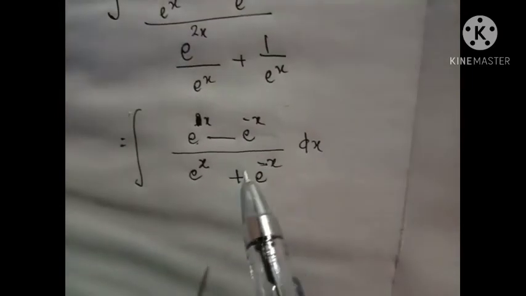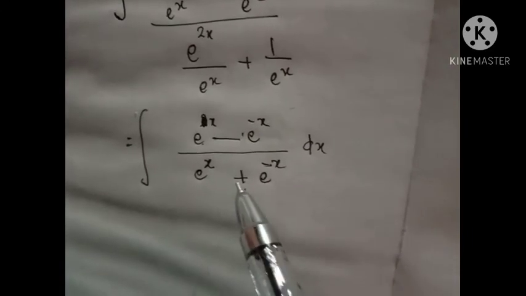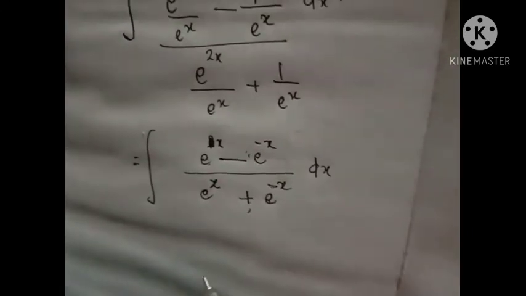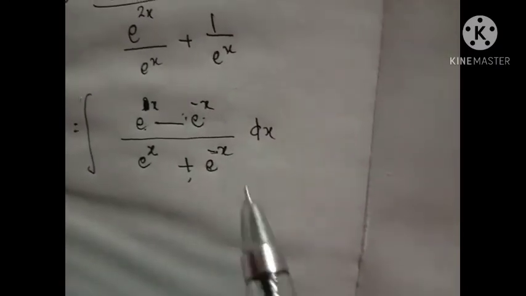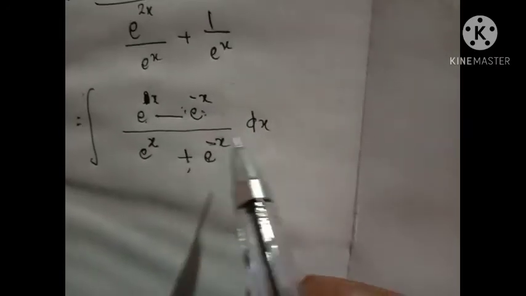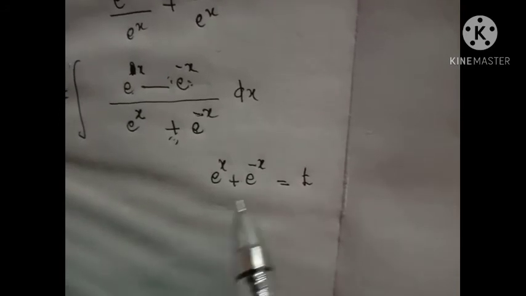Now think, is it a derivative form? Is the numerator the derivative of the denominator, or the denominator the derivative of the numerator? Okay. In the majority of cases, listen, the numerator is the derivative of the denominator. So consider the denominator e raised to x plus e raised to minus x, and put this equal to t. Now listen, take the differentiation on both sides.